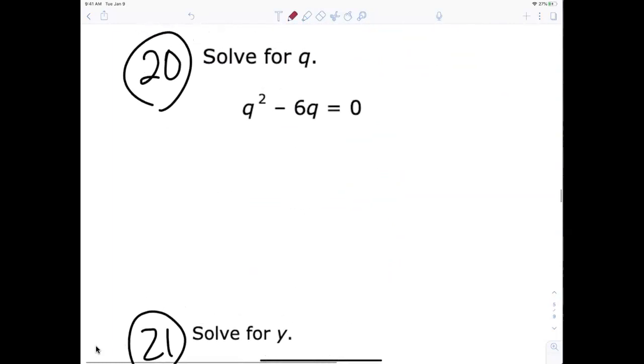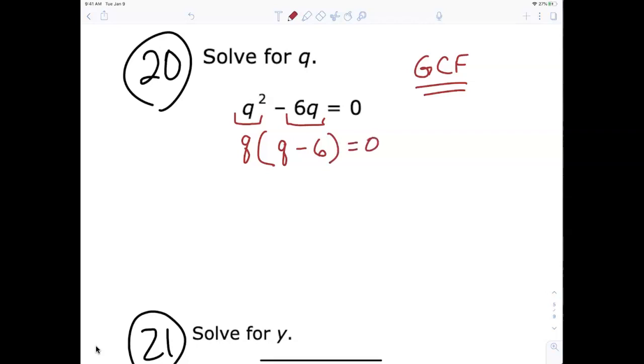The first thing we should notice on 20 is the what? GCF. So there's a common Q. There are 2 Q's in this bucket, so if I pull a Q out, there's one left behind. In this bucket, there's 1 Q. If I pull it out, there will be a 6 left. Now you set them equal to 0, and now we're going to solve. So Q could equal 0, or Q could equal 6. Very nice problem here.